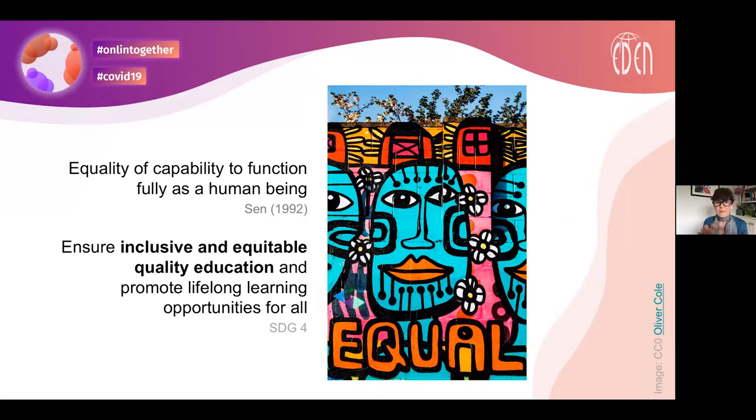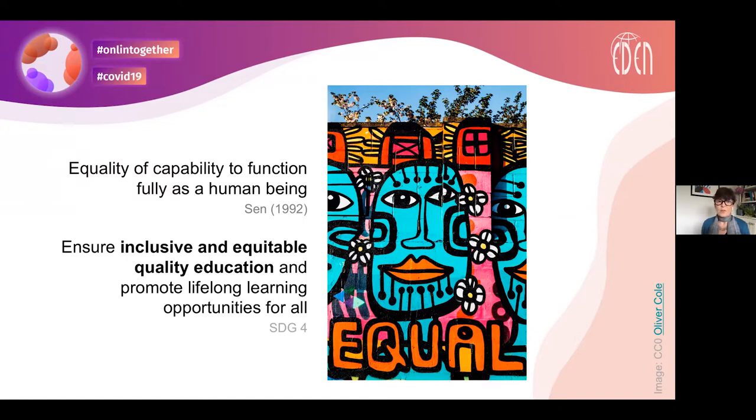The second item on the screen there is from the Sustainable Development Goals, number 4, which is ensuring inclusive and equitable quality education. Quite often, the value premise for open education is linked to various ones of the Sustainable Development Goals, but most often this one, number 4. So I want to be clear about my use of equality and equity here.